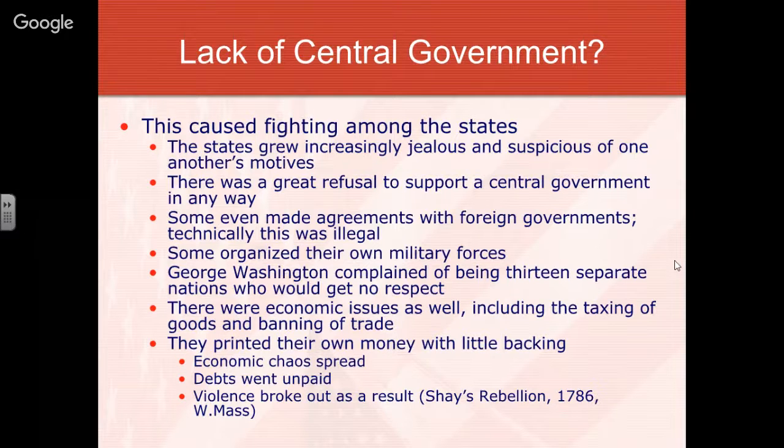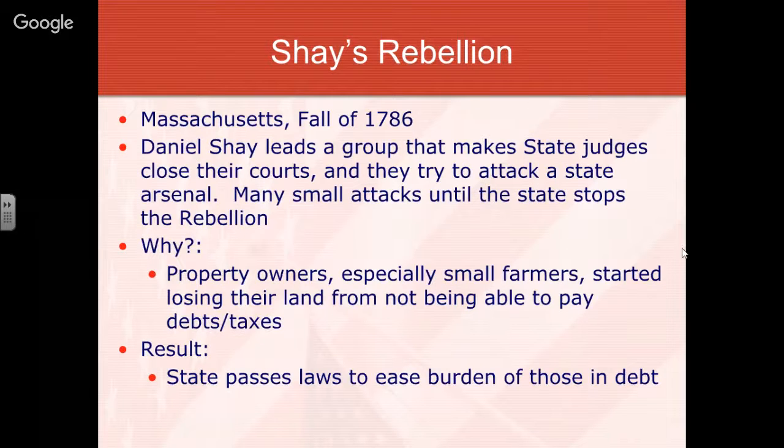Take a look in Chapter 2, Section 3 to see what Shays' Rebellion was in 1786. Oh, I did actually add a slide on it.